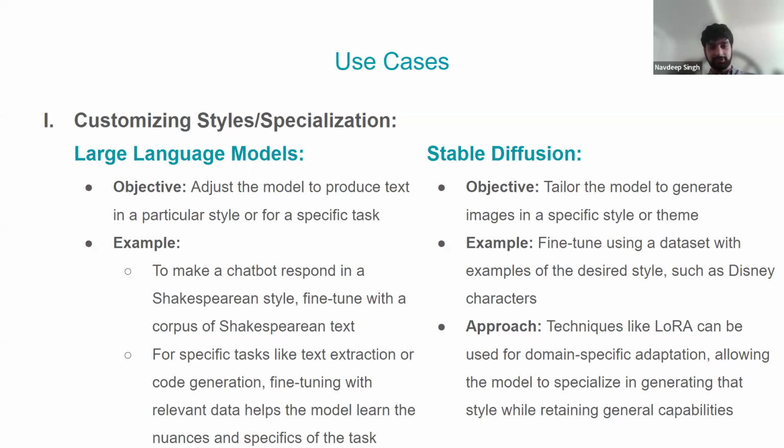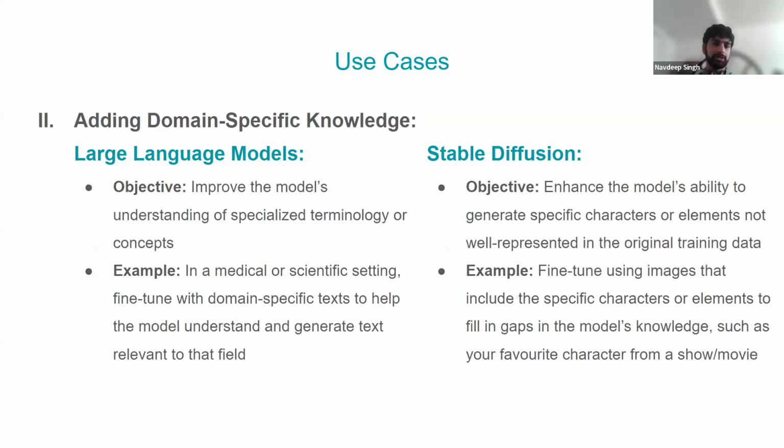If you're looking at the task side of things, this is something that we did with text extraction, helping the model to just get really good at information extraction. So giving it inputs of articles and having it give back a list of different chemicals or relationships that we're interested in. If you want to create something for code generation, your input's going to be some type of problem and your output's going to be the code it should generate. The idea is just fine-tuning with relevant data to help the model learn the nuances and specifics of the task that you're interested in. The other one is domain-specific knowledge.